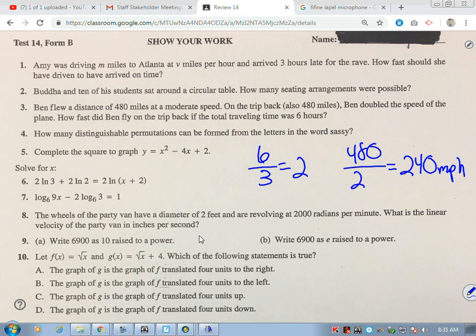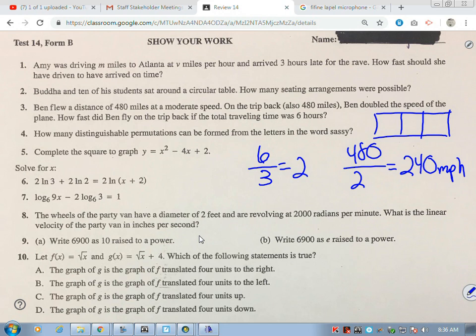Do we understand why we got 2 there? Hopefully. If it helps, he's cutting his time in half. He's cutting it in half because he's doubling his speed, right? So he's going to cut his time in half, right?